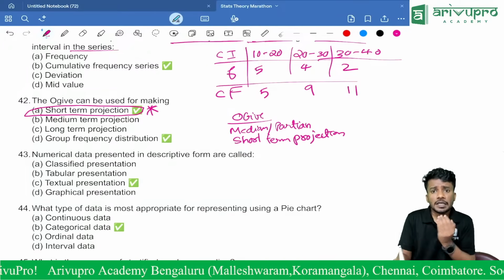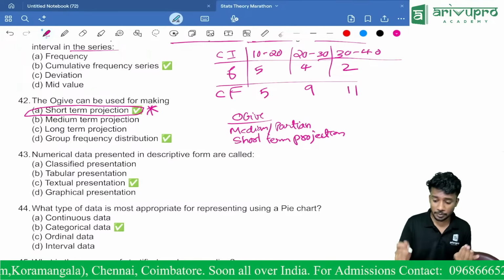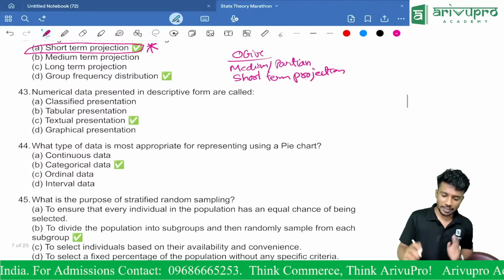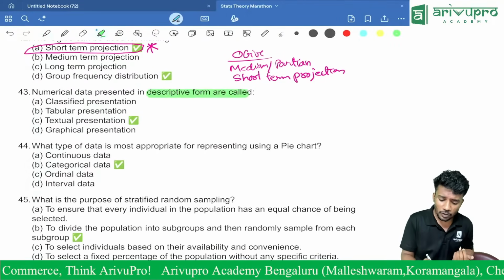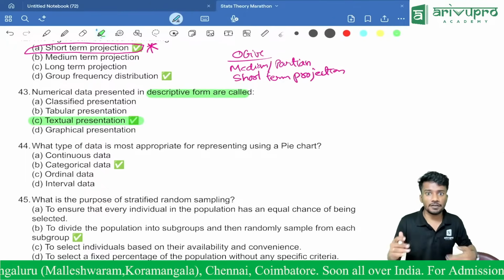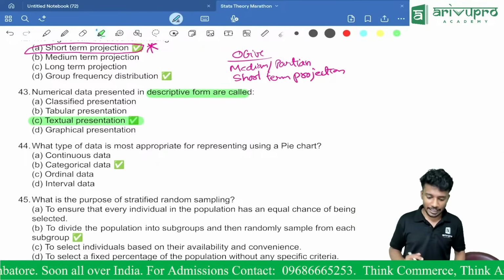In ogives, in the x-axis, what is represented? In the x-axis, the cumulative frequencies are represented. Then the numerical data presented in a descriptive form is called what? Textual representation. They will be using text to represent data. For example, the company is having a profit of 45,000 rupees. That is textual data, right?